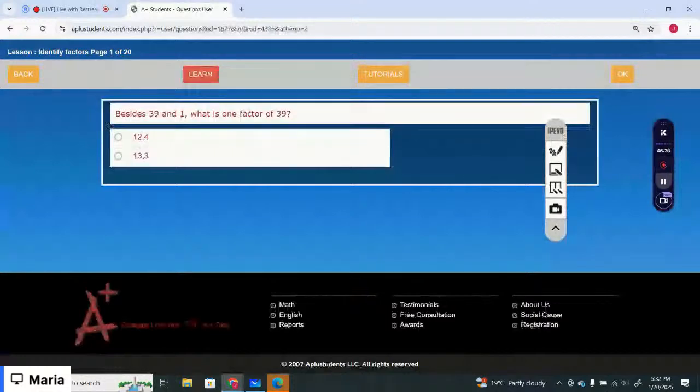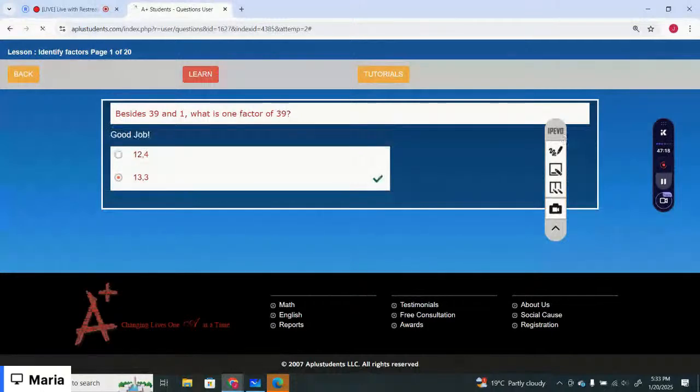Besides 39 and 1, which is one factor of 39? Which is the correct option? That is 13 times 3. 13 and 3 are the factors of 39. Option number 2 is the correct option.